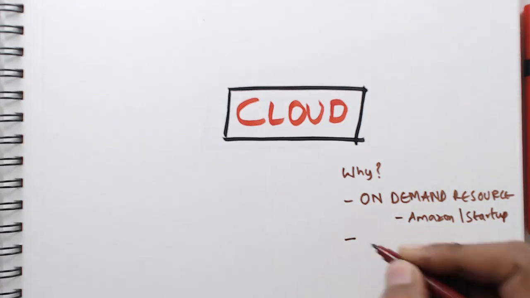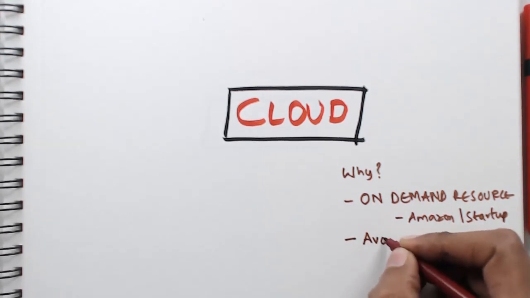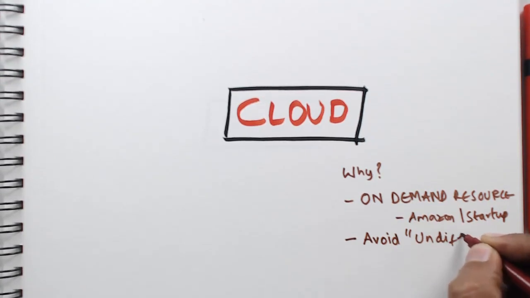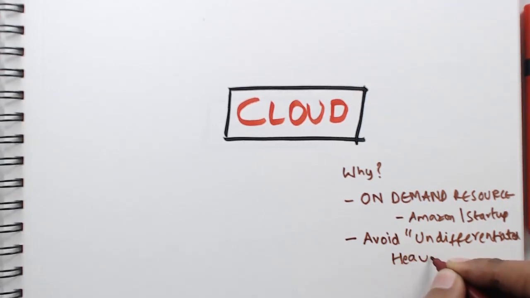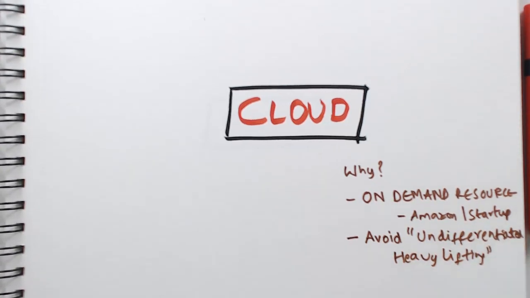Now, what are the other reasons? The other reason is avoiding undifferentiated heavy lifting. So this is a little tricky. What is undifferentiated heavy lifting? Let's say you are an insurance business. What would differentiate you from your competitors? It's about giving good insurance products.